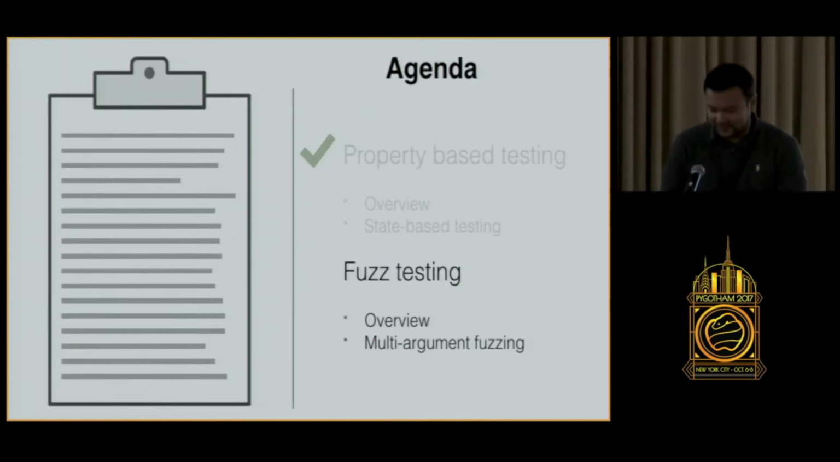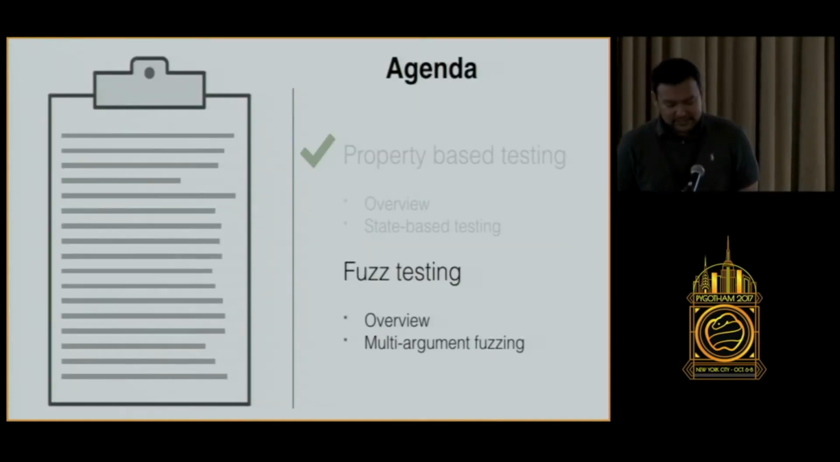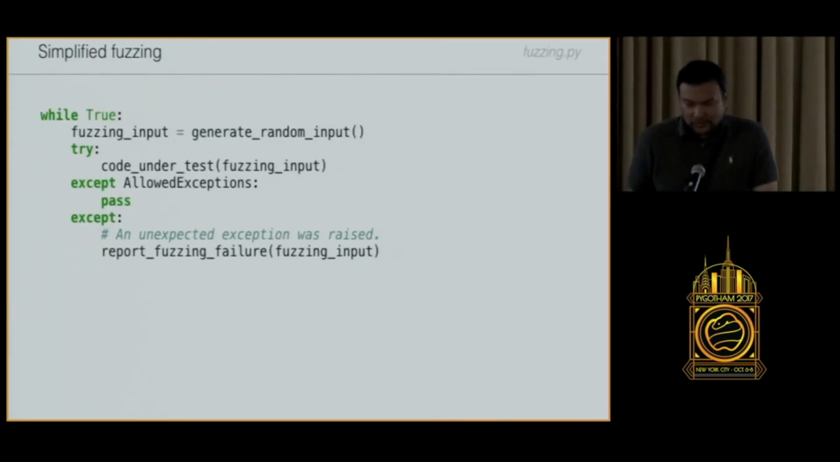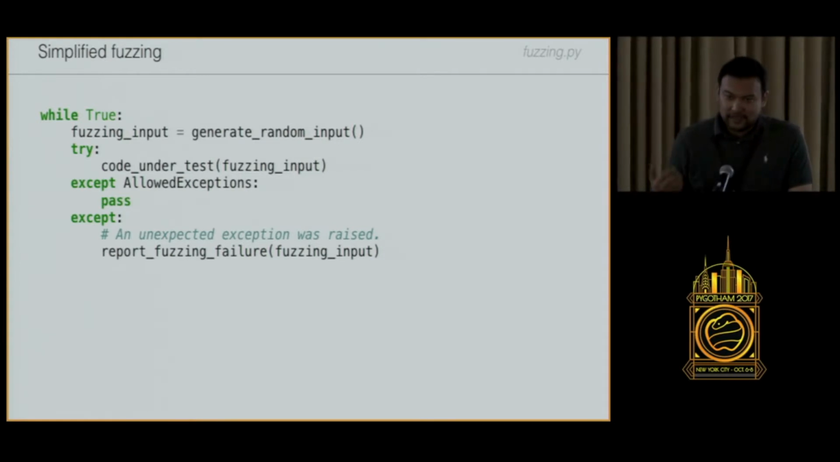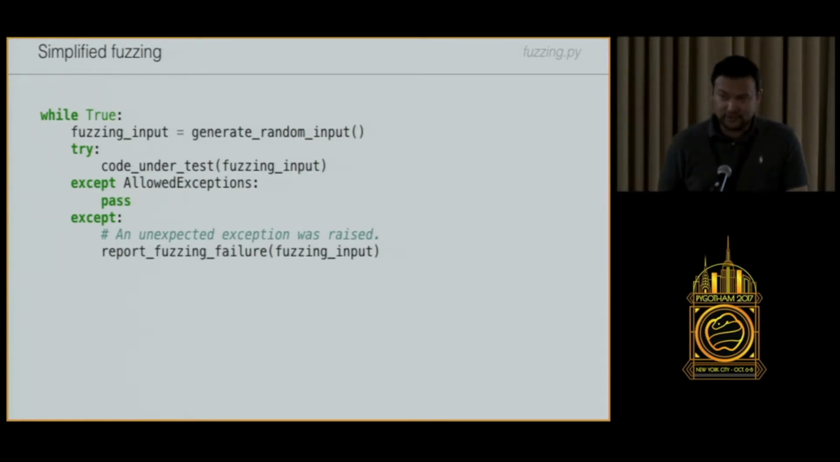I want to move over to fuzz testing. Fuzz testing is interesting to me. It's almost the same idea as property-based testing. So you generate random input, right? And then you feed it to whatever the code under test is, and you make sure it doesn't do anything crazy.